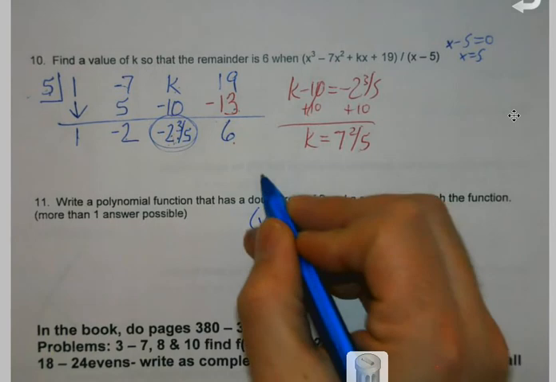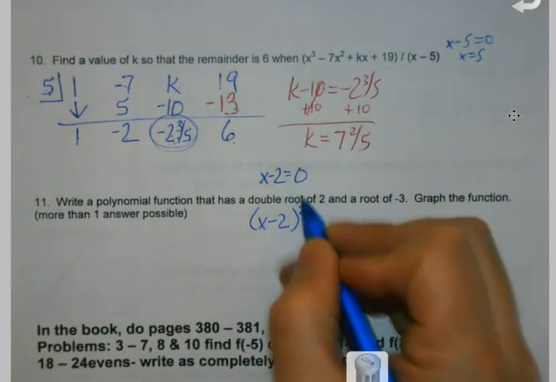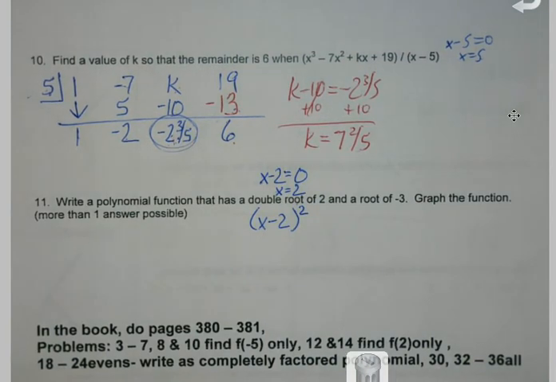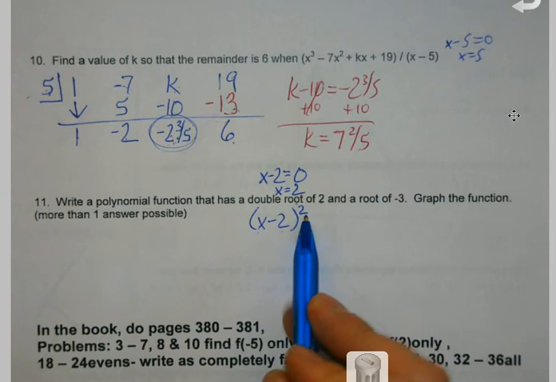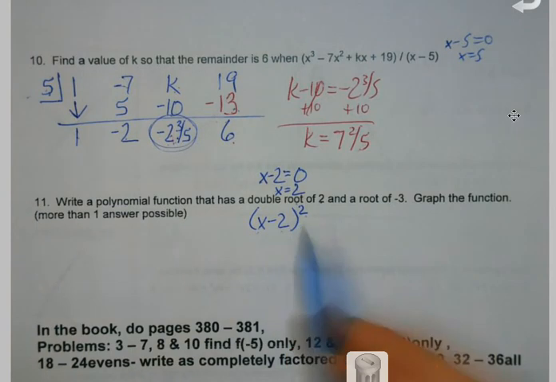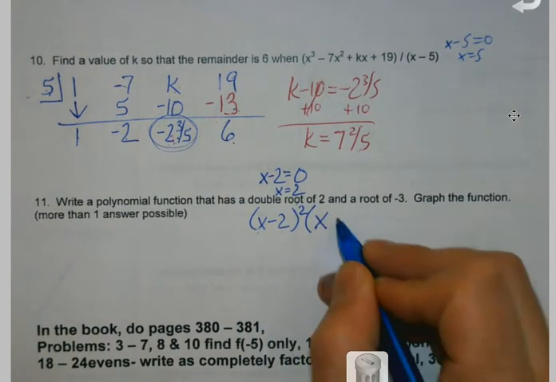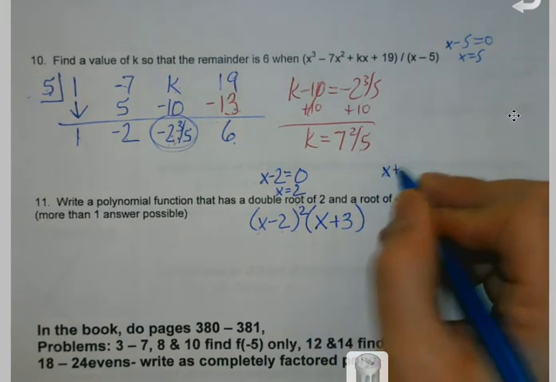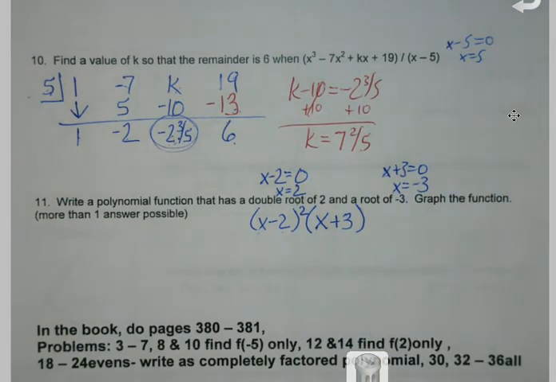When I'm trying to find an intercept, I take each of my binomials, set them equal to 0, and find out what my x value is. So if a root is 2, it would be x minus 2. Double means I square it. And a single root of negative 3, but remember, it's that opposite sign because x plus 3 equals 0. I'd find out that my root, or my intercept, is negative 3.